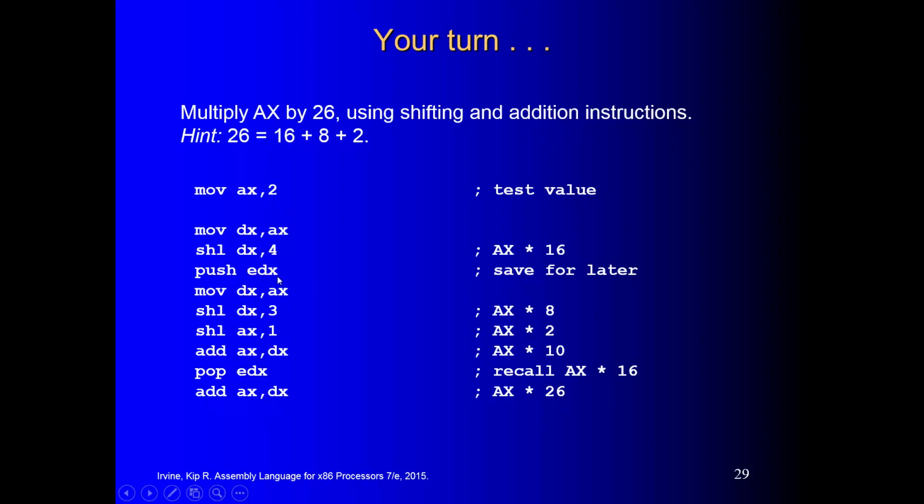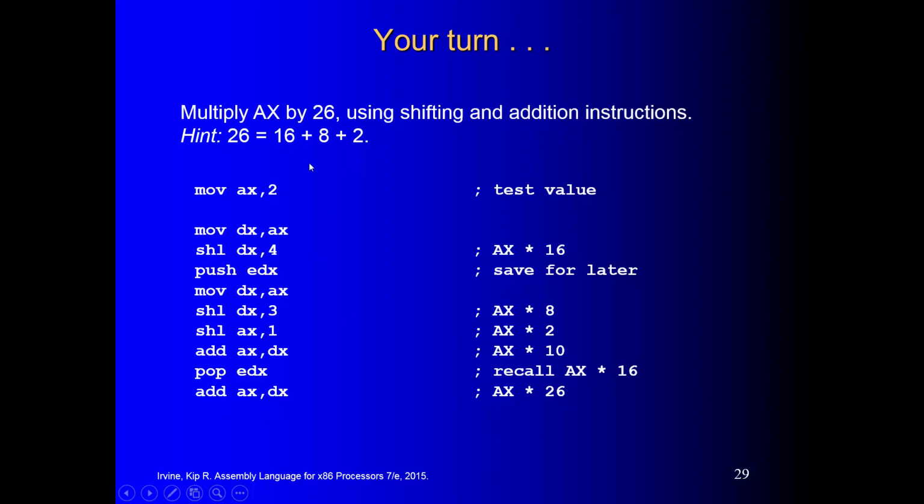Then push EDX. That means save EDX, the result, that means save this one to the stack. Then copy AX into DX again. That means you are trying to multiply AX by 8. To calculate AX multiplied by 8, you're going to shift DX to the left 3 times. Finally, you're going to shift left AX once. That means AX is holding this result.